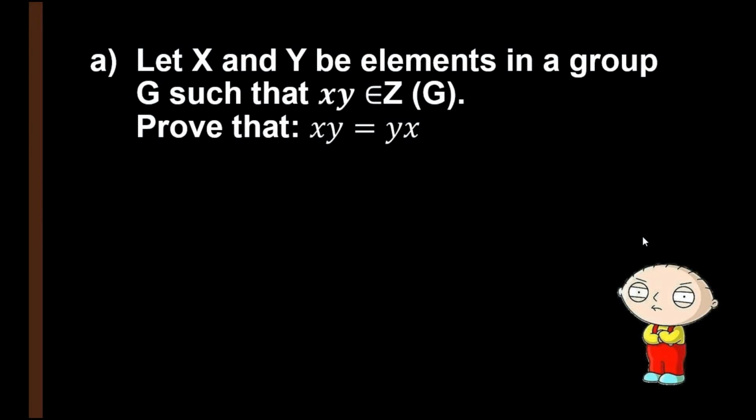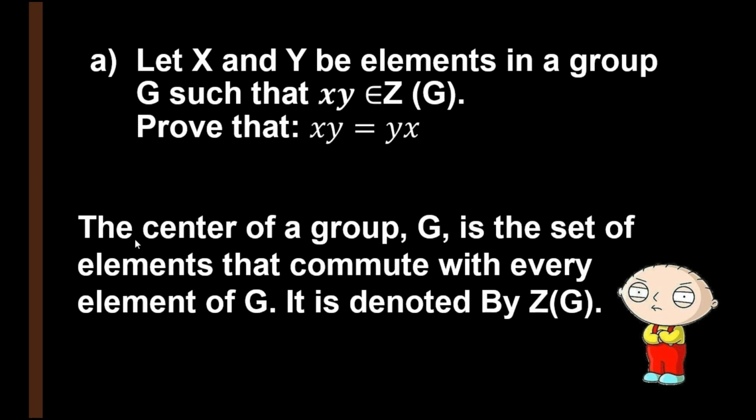Now let X and Y be elements in a group G such that X, Y are elements of the center of the group. Now we are required to prove that xy is equal to yx. Firstly, I will define the center of a group. The center of a group G is the set of elements that commute with every element of G. It is denoted by Z(G).